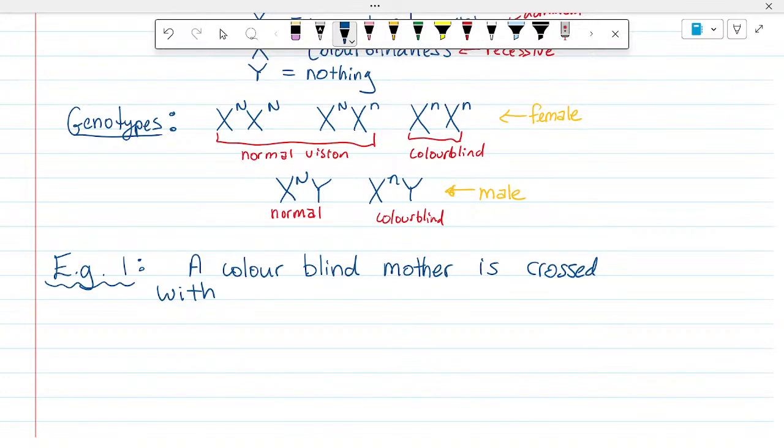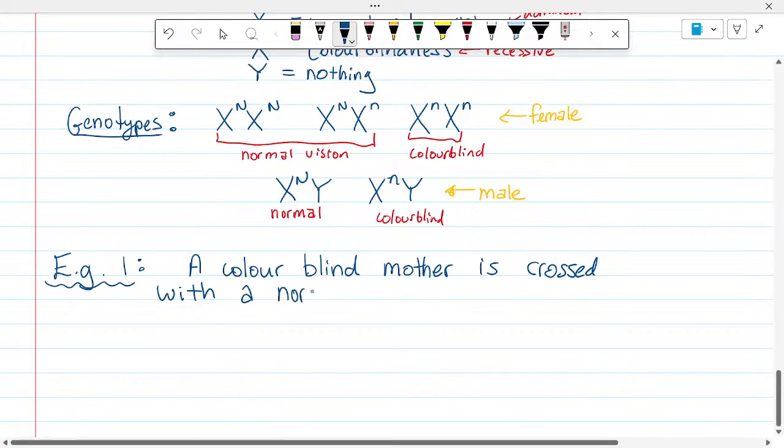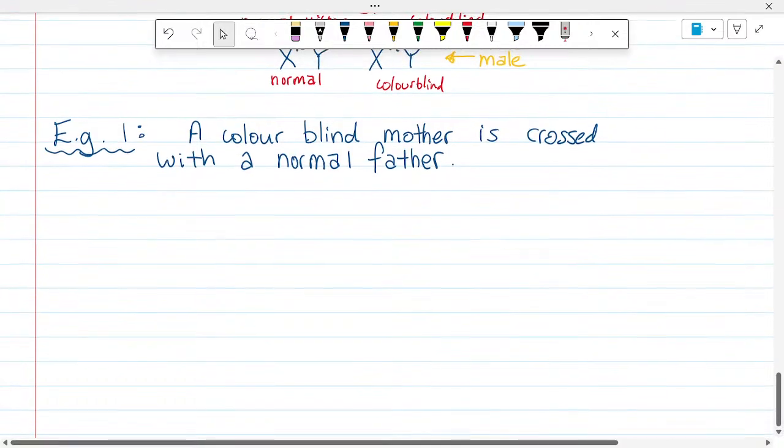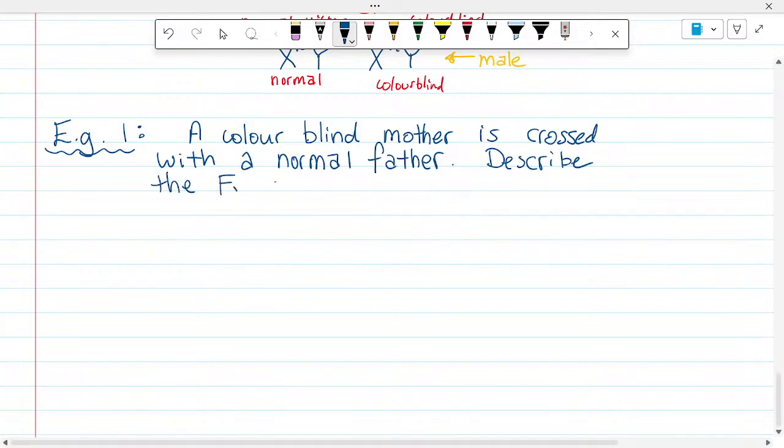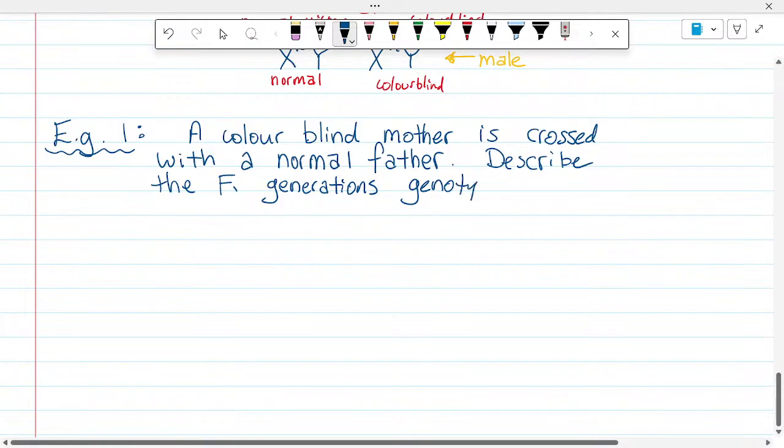And we're going to look at this example here. So a colorblind mother is crossed with a normal father, and we're going to ask the usual question: what do their offspring look like? So describe the F1 generations, genotypic and phenotypic frequencies.